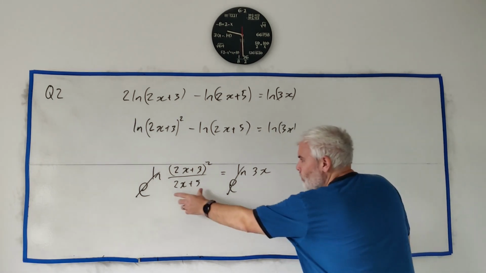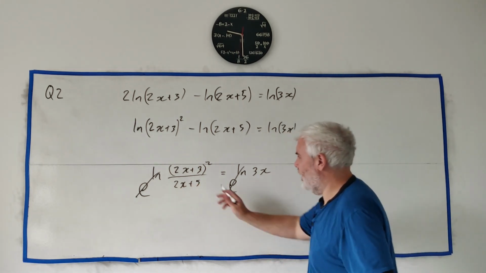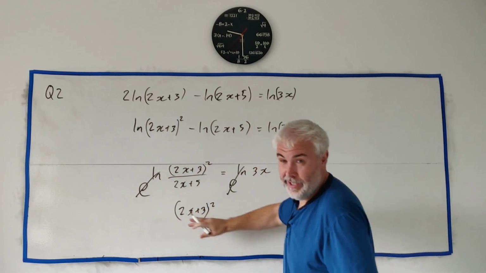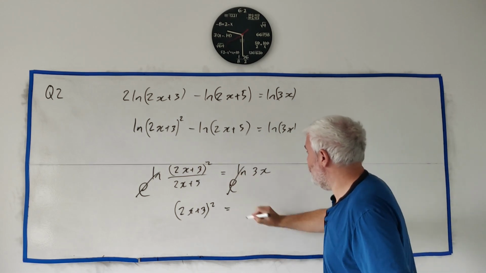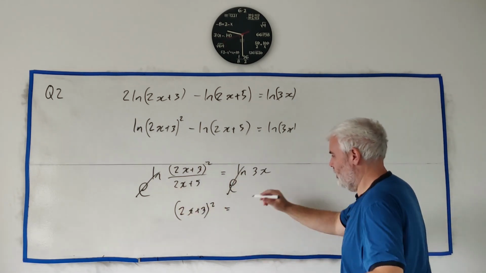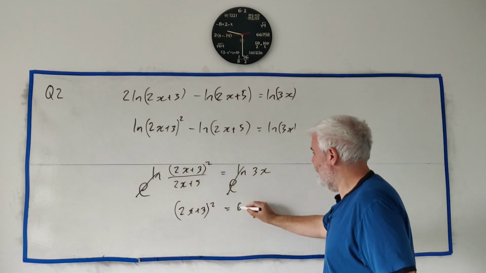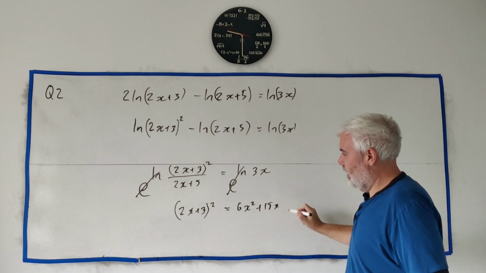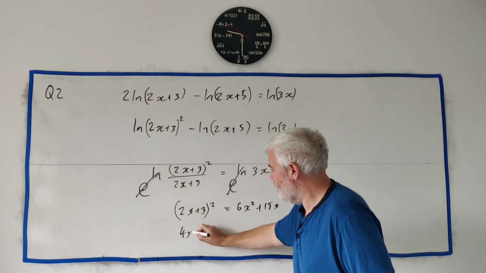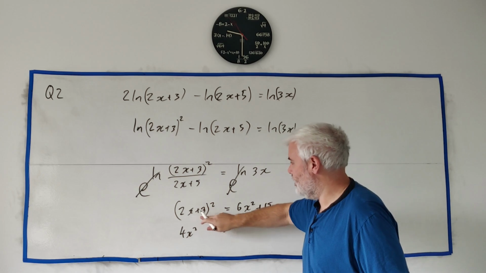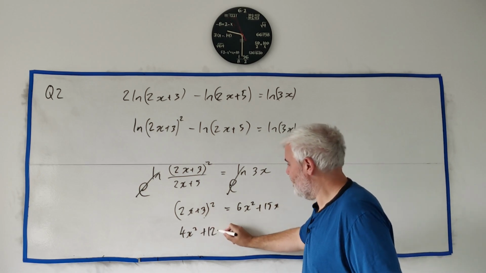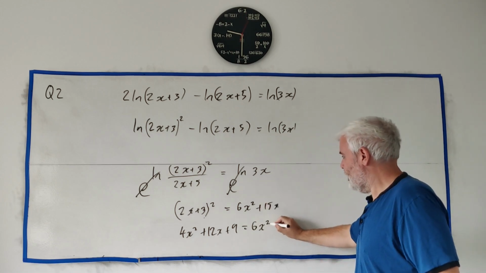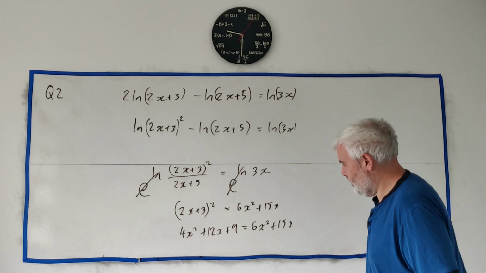So what would you do next? You'd multiply this bottom row, try and get rid of that. So on the left side we'd have 2x plus 3 squared. We could square this out at any point. On the right side we'd have 3x multiplied by this. Let's do that now. 3x by 2x, 6x squared. 3x by 5 is 15x. And let's do it out this side. That's 4x squared, 6x plus another 6x is 12x, plus 9 equals, I'll just write it out again, 6x squared plus 15x.